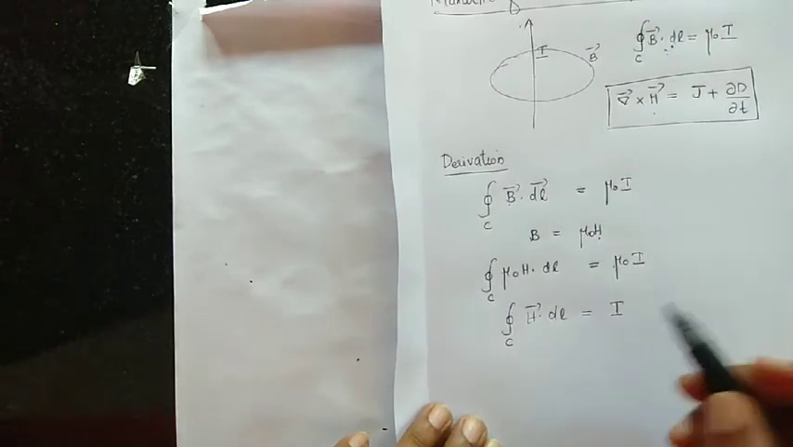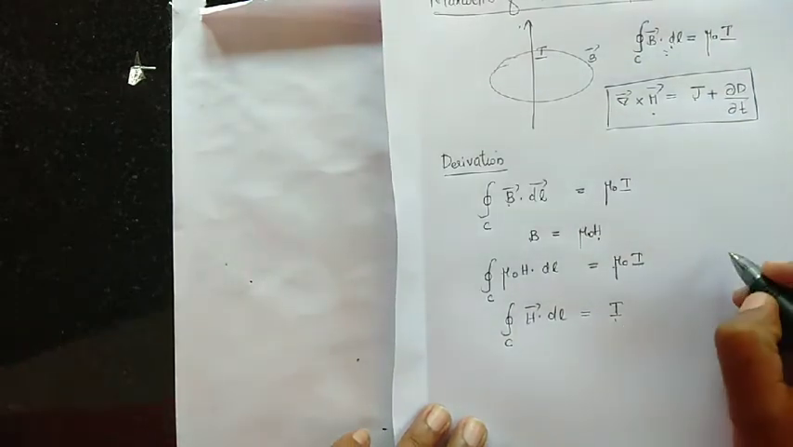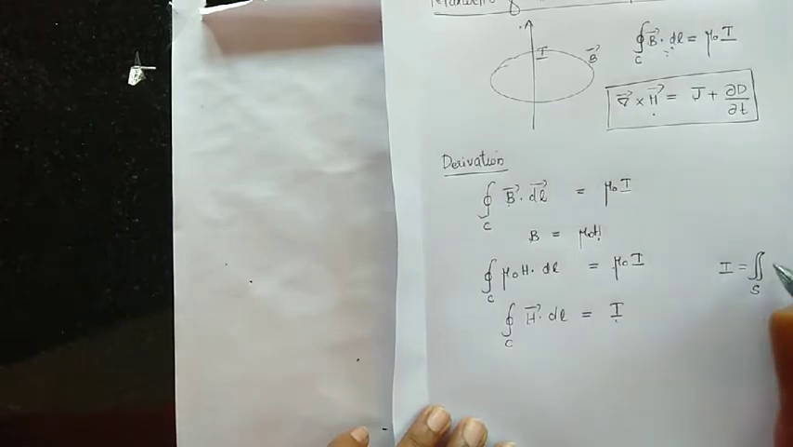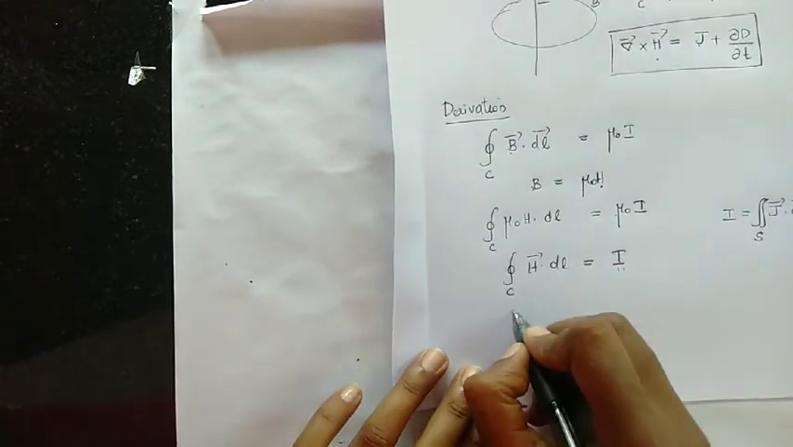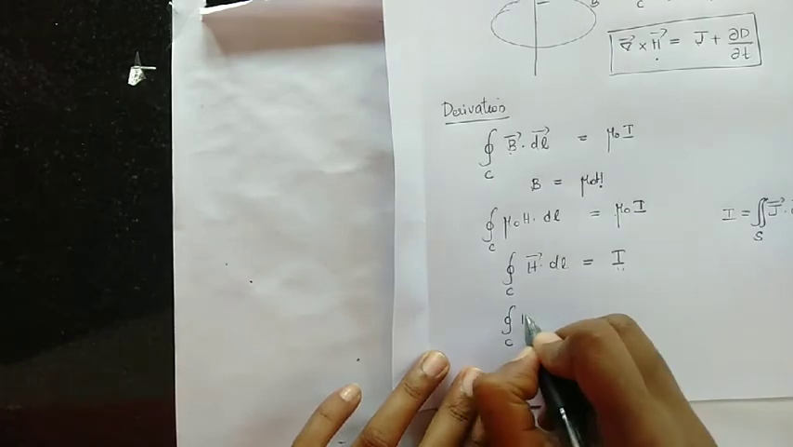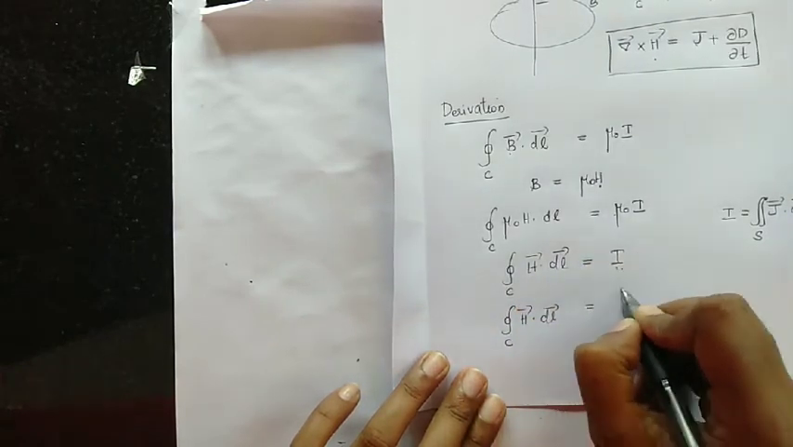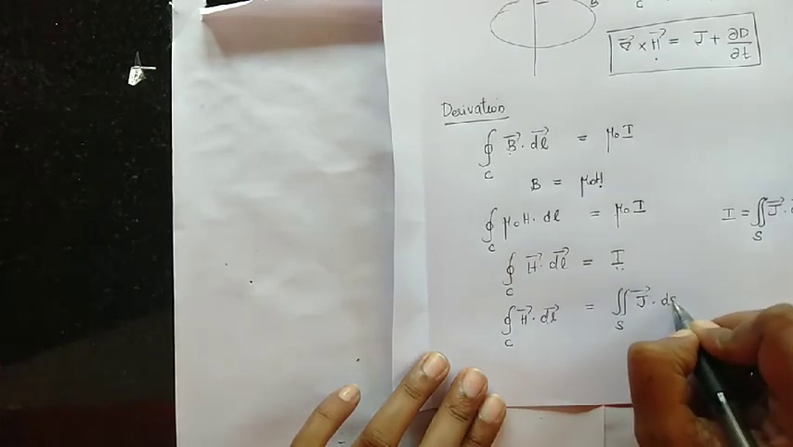In order to introduce the current density term, we substitute for I, as we know that the current I is equal to the surface integral over S of J dot ds, isn't it? So the right side can be written, and closed integral over C H dot dl will become equal to the double integral over S J dot ds.